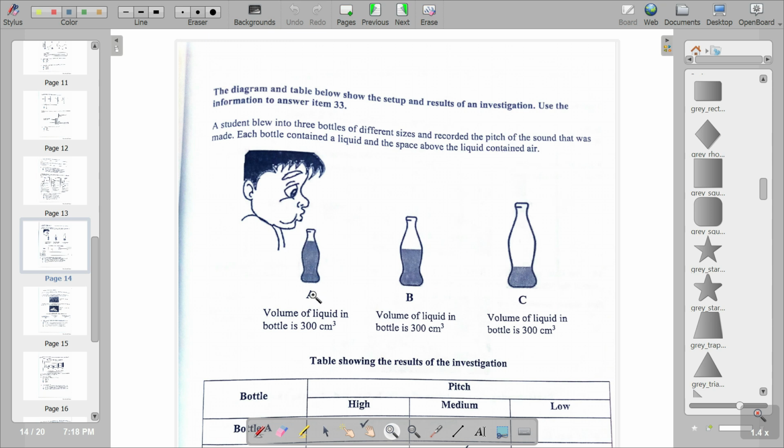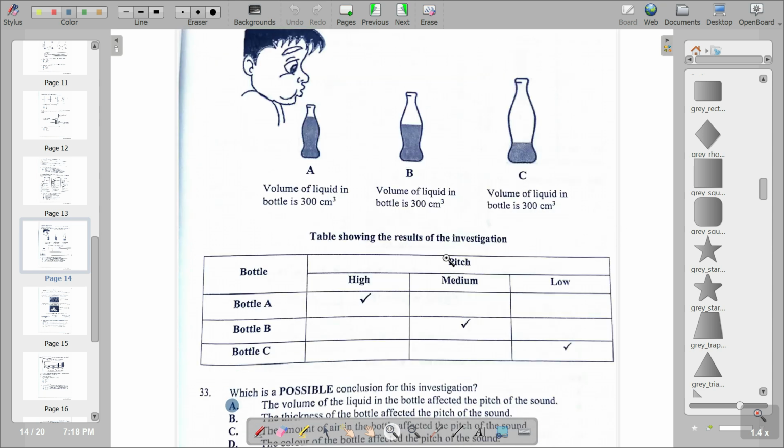Alright, so here I have A. Bottle A, volume of liquid in the bottle is 300 centimeter cube, right? And then bottle B, volume of liquid in the bottle is 300 centimeter cube. Volume of liquid in the bottle is 300 centimeter cube. All of these are different. So it says table showing the result of the investigation.